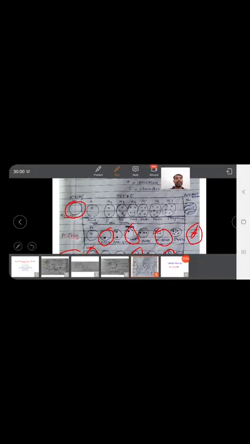Next, I can explain, what is the function of the ornaments and spines in the hibiscus? That is protection. The spines help in protection.